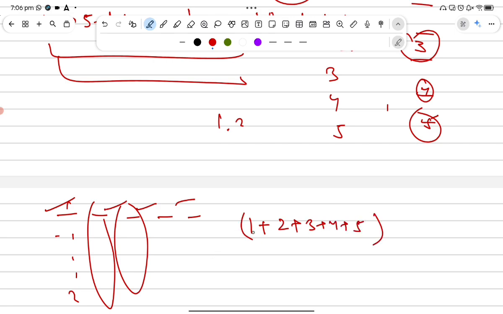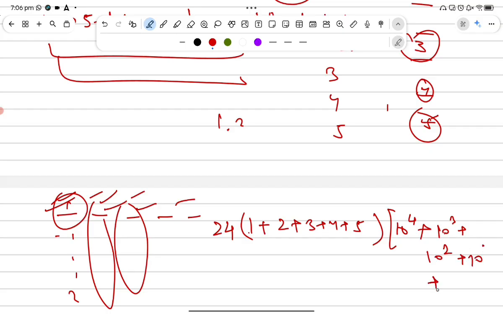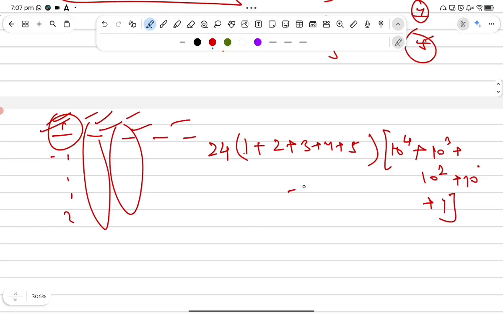Now each of these appears 24 times, so we'll multiply that by 24. And since while adding, place value also matters, for this position we'll multiply that with 10 to the power 4. For this position, with 10 cube. For the other one, 10 square, 10. And then 10 to the power 0, that is 1. That's the answer to this problem.